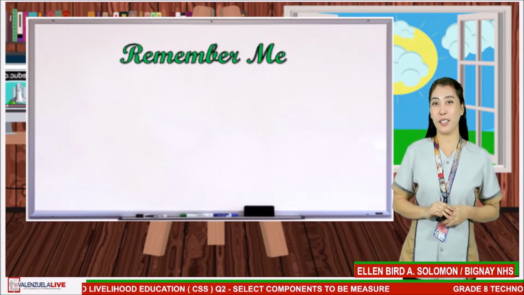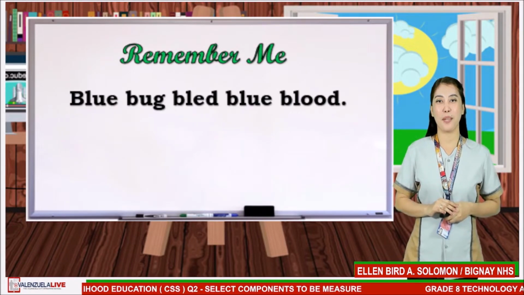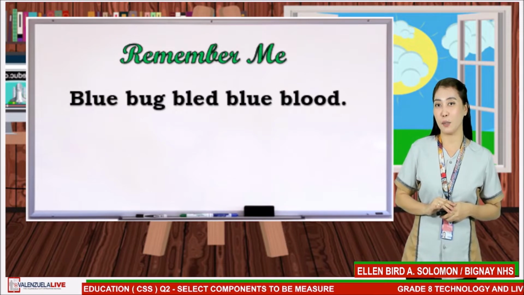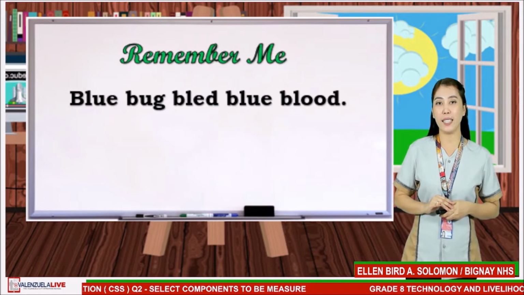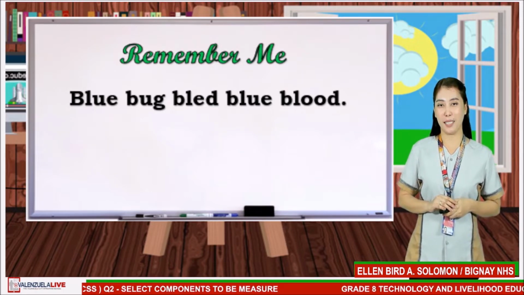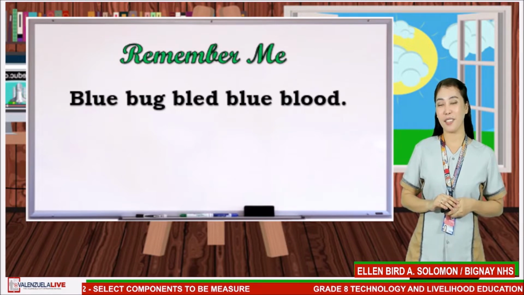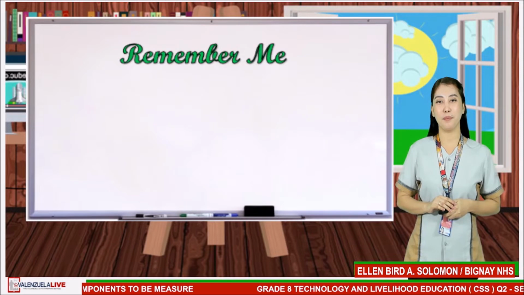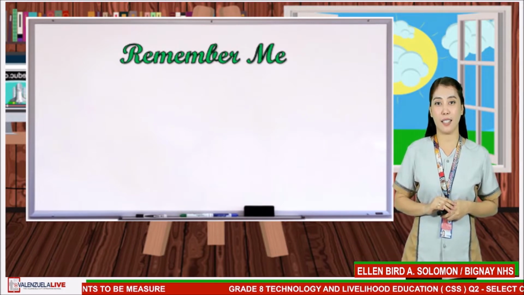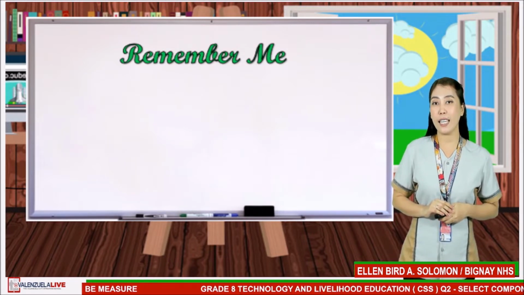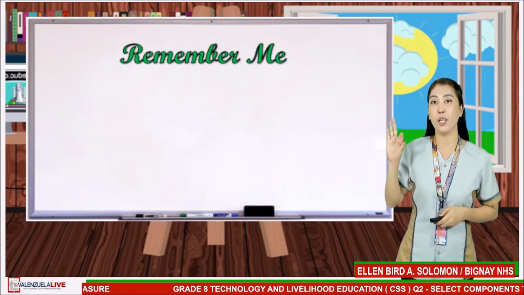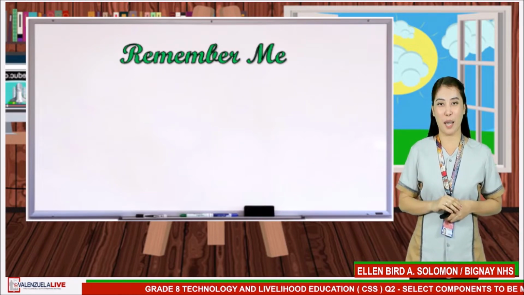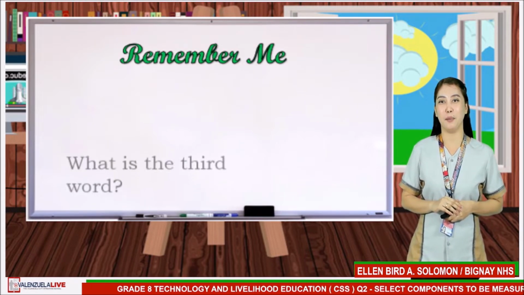For the first one, memorize this tongue twister. Blue bug, bled, blue blood. Take your time. Okay? And the question goes like this. What is the third word? Your timer starts now.